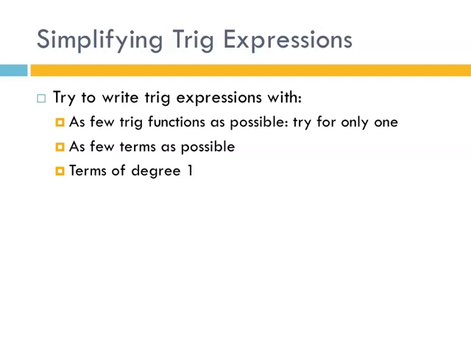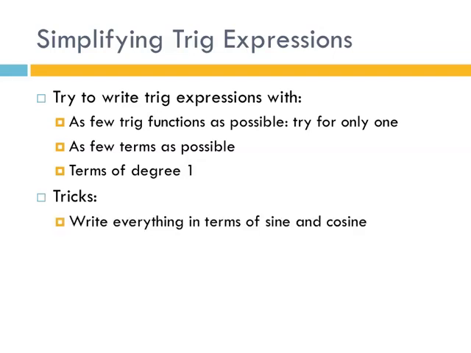Now there are a couple of tricks to go about trying to simplify these expressions. One trick is to try to write everything in terms of sine and cosine. Because you have all of those trig identities now, you know that everything can be related back to sine and cosine. If you have something in terms of tangent, you can use a quotient identity to write it in terms of sine and cosine. If you have cotangent, also a quotient identity. In terms of secant and cosecant, those are the reciprocals of sine and cosine, so you can write those that way. So that's one trick to get it to as few trig functions as possible.